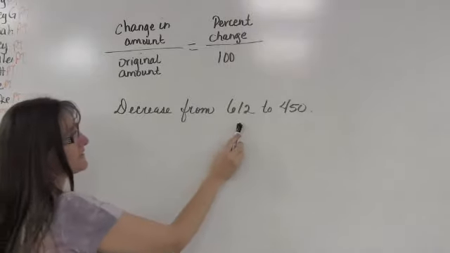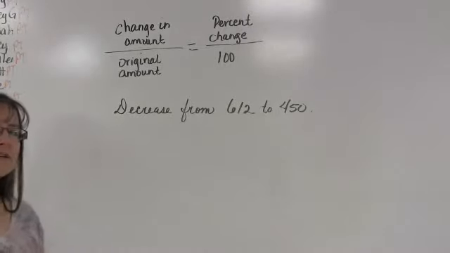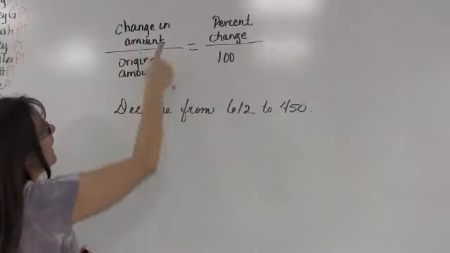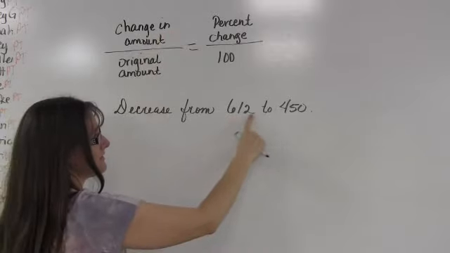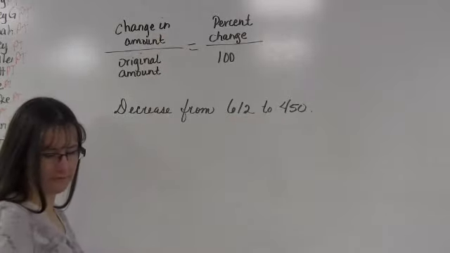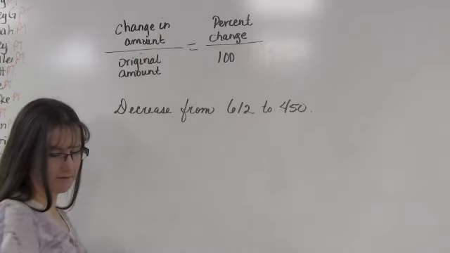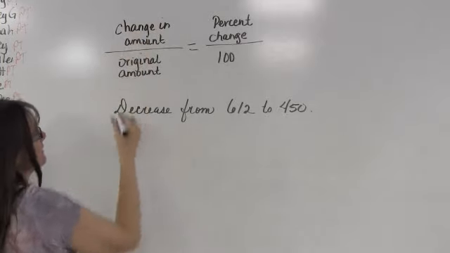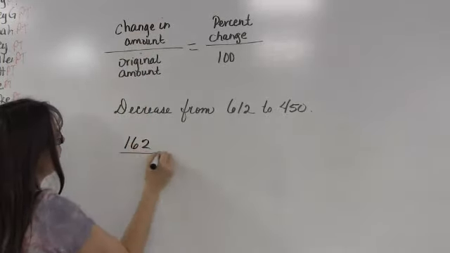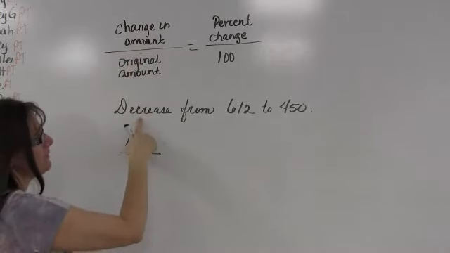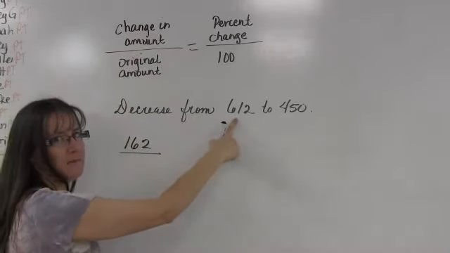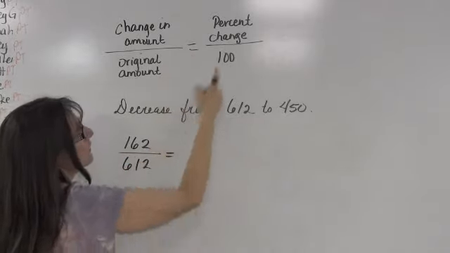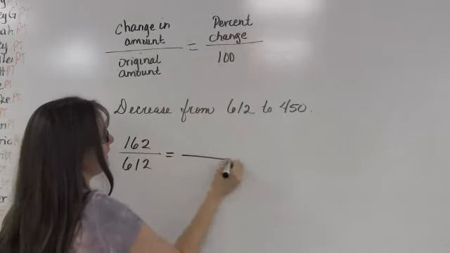Okay, here we have a decrease from 612 to 450, and we want to know what that percent decrease is. So plugging into my formula up here, I know that my change in amount means I need to subtract the 612 and the 450, and that change in amount is going to be 162. I'm going to put it into this spot, 162 over my original amount. Well, it's telling me I'm decreasing from 612. That means the 612 was my original amount. I'm going to set that equal to my percent change over 100.